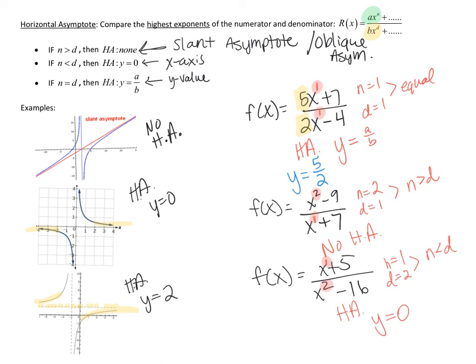Okay, so now, from an equation, I've memorized those 3 scenarios, so I should be able to compare the highest exponents and place them in one of those 3 categories of horizontal asymptotes. I should also be able to look at a graph and determine which of those scenarios I have as well.